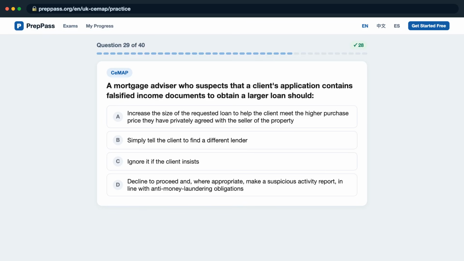Question 29. A mortgage advisor who suspects that a client's application contains falsified income documents to obtain a larger loan should, is it A. Increase the size of the requested loan to help the client meet the higher purchase price they have privately agreed with the seller of the property? B. Simply tell the client to find a different lender? C. Ignore it if the client insists? D. Decline to proceed and, where appropriate, make a suspicious activity report, in line with anti-money laundering obligations?